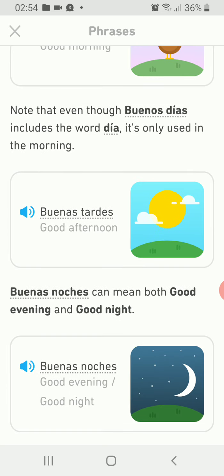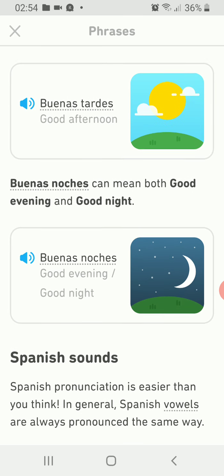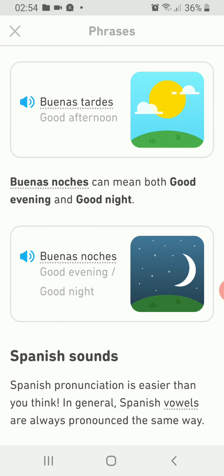Buenos dias, good morning. And in the afternoon you would say in Spanish buenas tardes. It's not buenos. Buenos is masculine plural, but buenas is feminine plural. So buenas tardes, good afternoons, literally translated, but it just means good afternoon. So buenas noches now. Noches means nights.